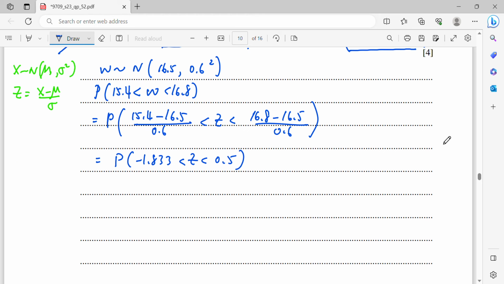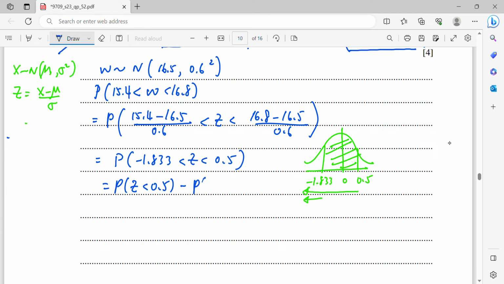Now once you get this, the next step is to sketch the normal graph. When I sketch, I need to label the middle as 0, one negative value, and another positive 0.5. So the region is bounded by these two lines. Now, what I need to do here is write P(Z < 0.5) minus the other probability.